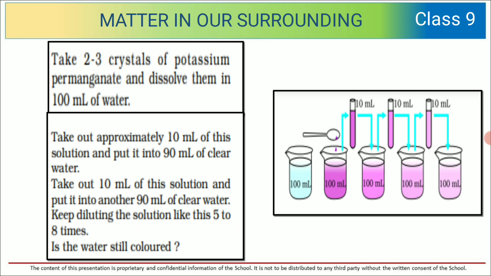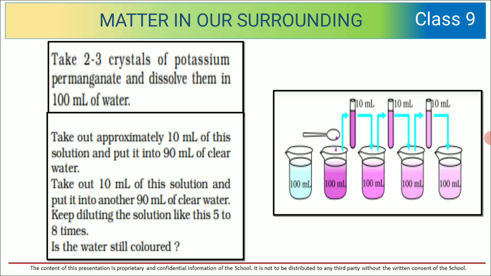Now let's come back to the third experiment, which is very simple. Take 2 to 3 crystals of potassium permanganate and dissolve them in 100 ml of water. Take out approximately 10 ml of the solution and put it into 90 ml of clear water. Take out 10 ml of this solution and put it in another 90 ml of clear water. Keep diluting the solution like this 8 times. Is the water still colored?